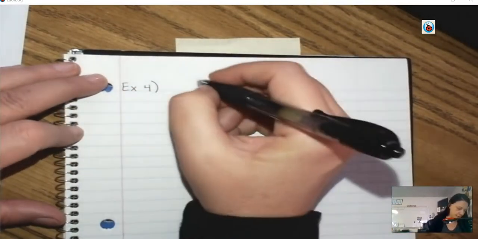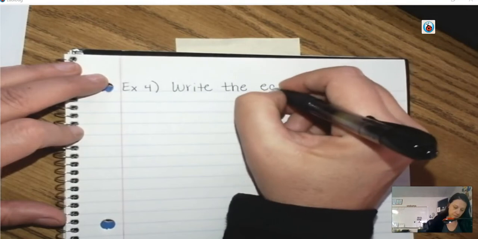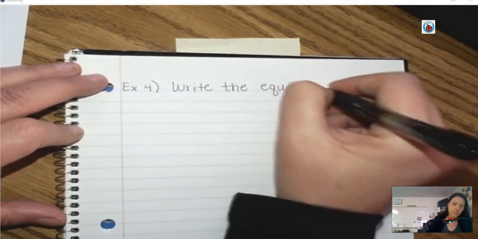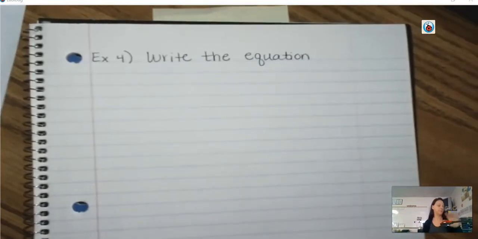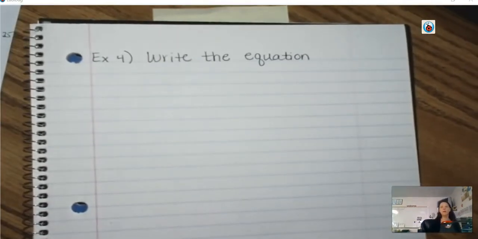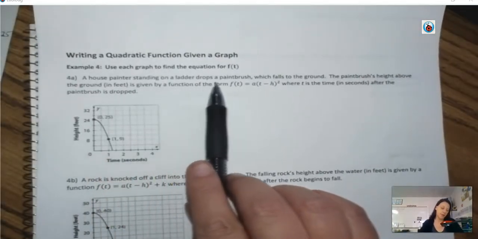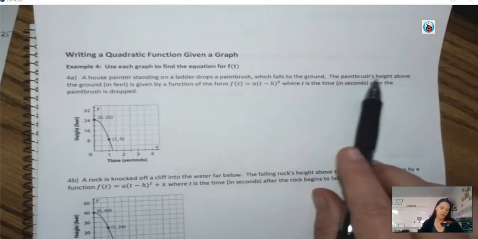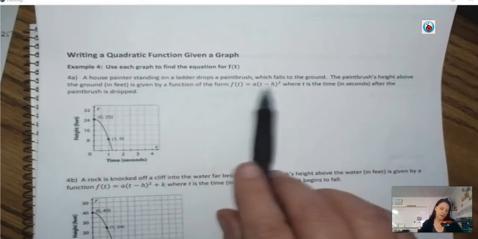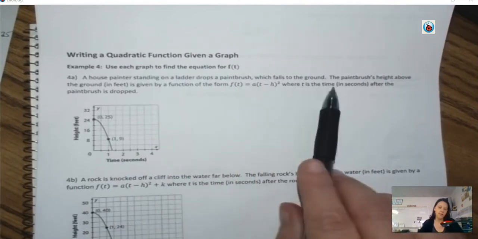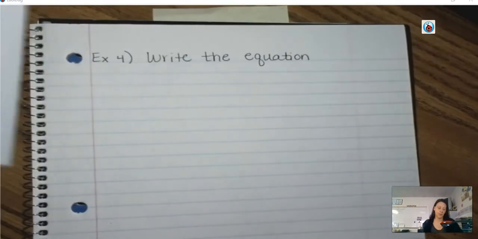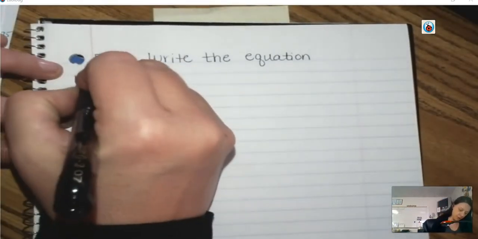Now example 4 gives us word problems with graphs. And it asks us to write the equation. Okay, the word problem. A house painter standing on a ladder drops a paintbrush which falls to the ground. The paintbrush's height above the ground in feet is given by the function, and then it's vertex form, where t is the time in seconds after the paintbrush is dropped. Okay, you don't need graph paper for this one, but we will just kind of sketch in the graph.